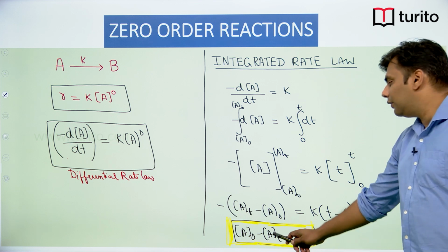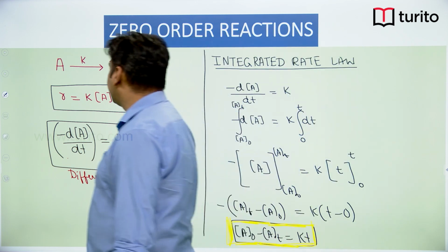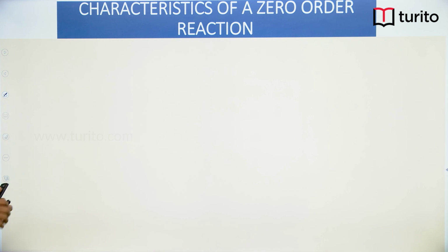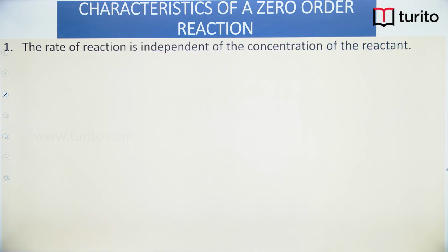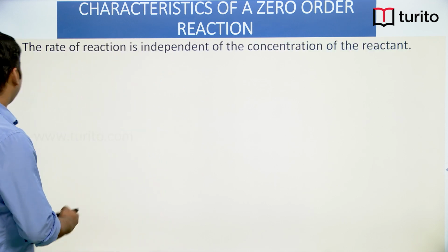So the integrated rate law is A naught, that is initial concentration, minus the final concentration equals the rate constant into time taken. Okay. So I hope everyone has written this. Now let us discuss the characteristics of a zero order reaction. The first point is the rate of a reaction is independent of the concentration of the reactant.